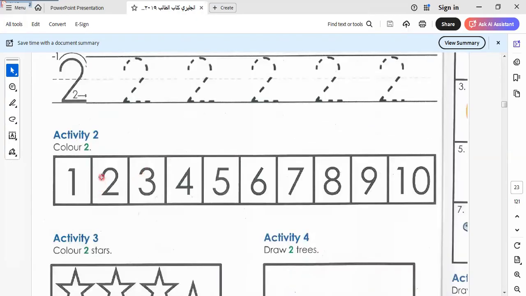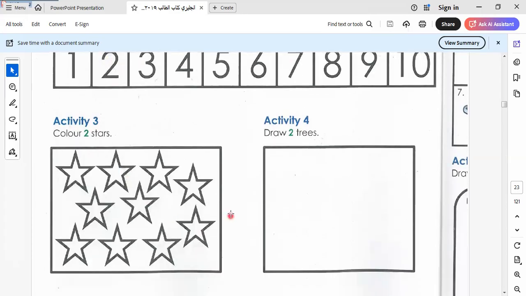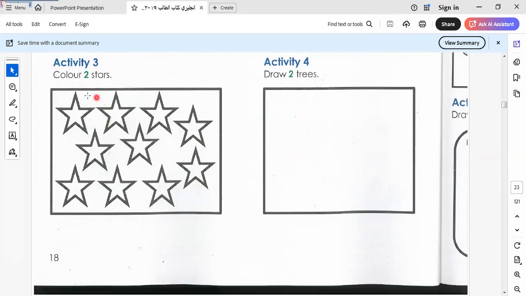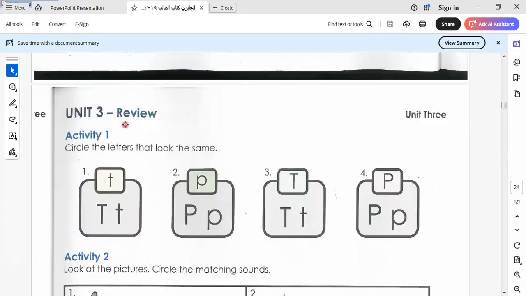Okay. Here we have color the number 2. Which 2 here is this one? Here we say draw 2 trees. So here you can draw 2 trees. I will leave this to do by yourself. I think you are clever and creative in drawing. Here is color 2 stars. This one and this one. You can color the 2 stars that you want.